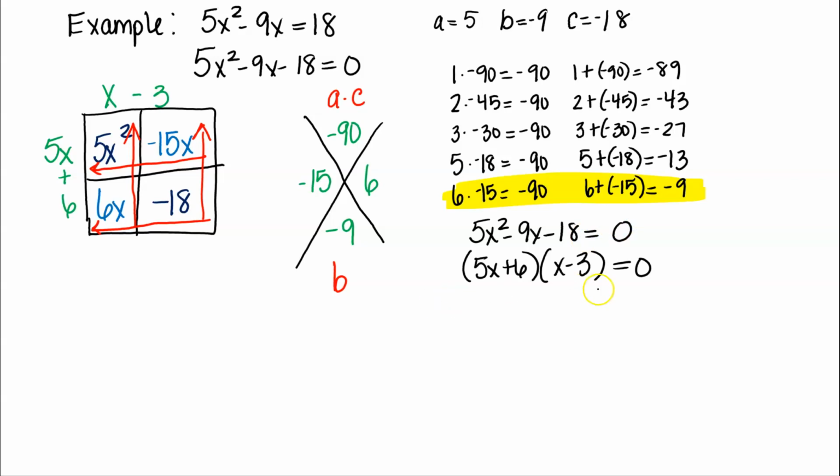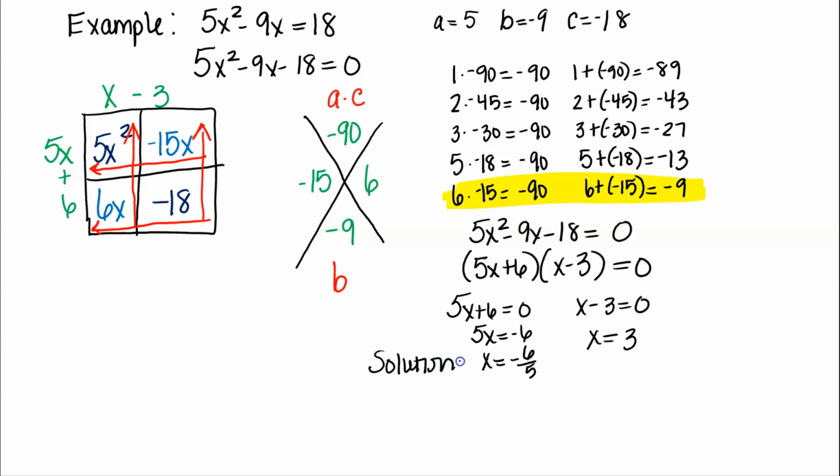So then I'm going to take each factor. So 5x plus 6 equals 0 and x minus 3 equals 0. If I subtract 6 from both sides, 5x equals negative 6. Divide by 5, x equals negative 6 over 5. Add 3 to both sides, x equals 3. So those would be my solutions to this function using the factoring method.